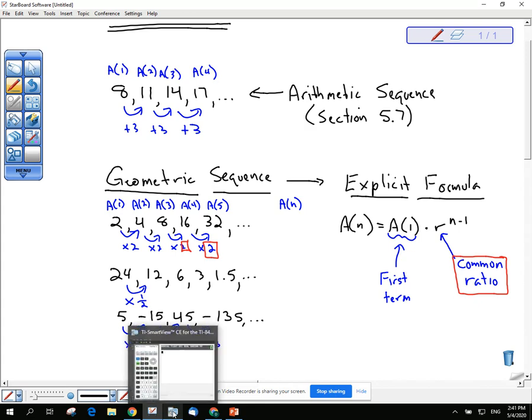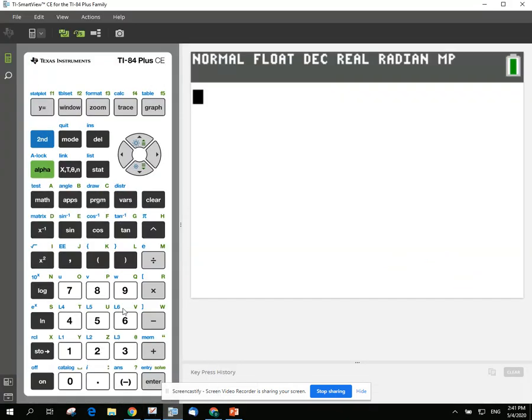Let's take that 8, 11, 14, 17 that we started with. I think I showed you this earlier in the year. If I go 8 and I add 3 to it, and this works on your scientific calculators just the same as it works on a graphing calculator.